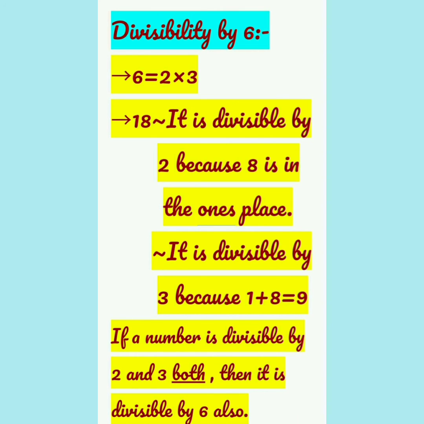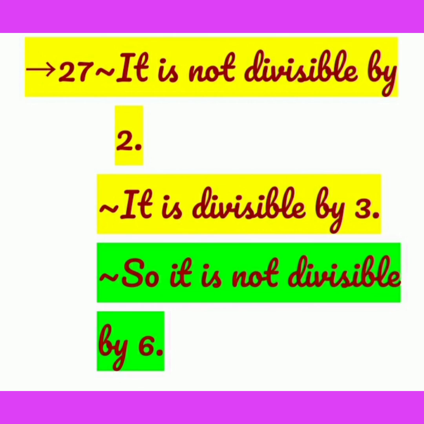Now let us see an example which is not divisible by 6. Now 27. It is not divisible by 2. Why? Because 7 is in the ones place. But it is divisible by 3. 2 plus 7 is 9 and 9 is divisible by 3. But it is not divisible by both the numbers. It is divisible by only 3. So we can say 27 is not divisible by 6.